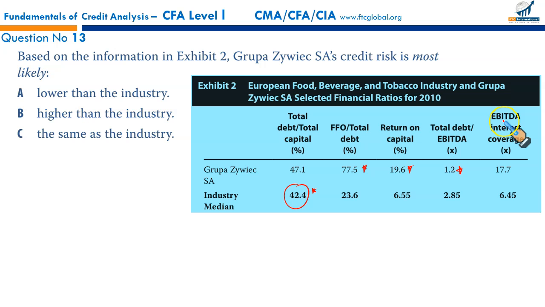And finally, EBITDA interest coverage, much better than the industry, almost 3 times better. So what can we now conclude based on the information in Exhibit 2? Group A credit risk is most likely lower than the industry average. Why? Because it is performing better than the industry on 4 counts out of 5. So we can be sure that it has lower credit risk than the industry.